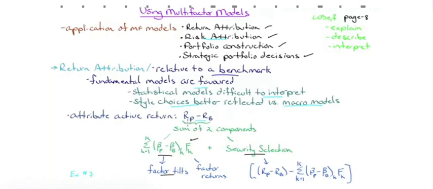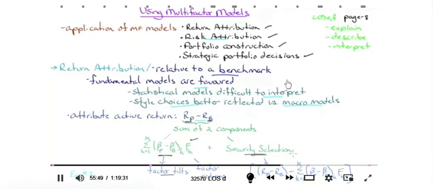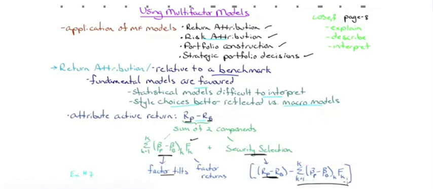Typically, we will know our active return because we'll know the return on the portfolio, we'll know the return on the benchmark. We can calculate this rather straightforward. The difference is security selection. So it's just our active return minus the sum of the first component, and it's a residual.